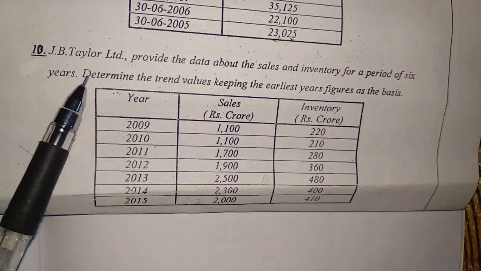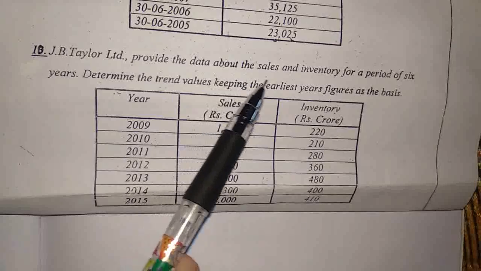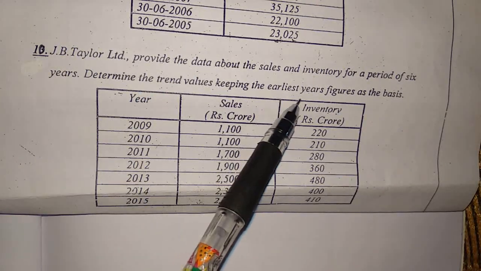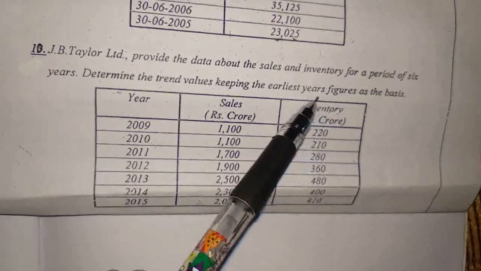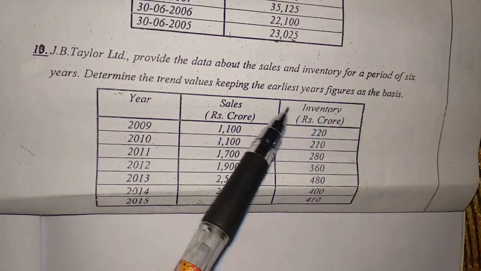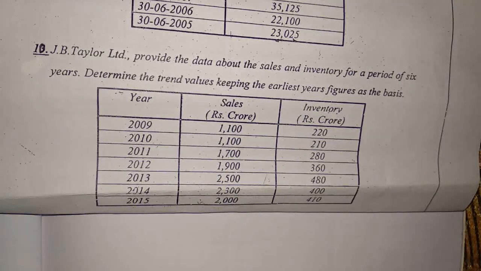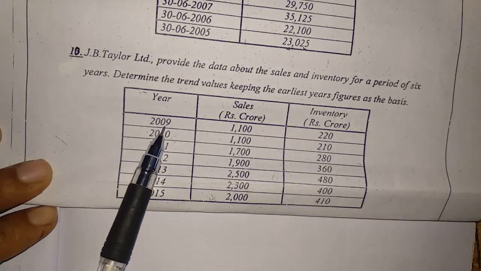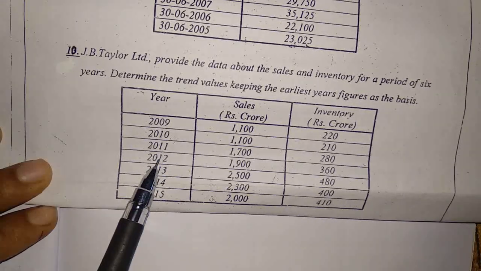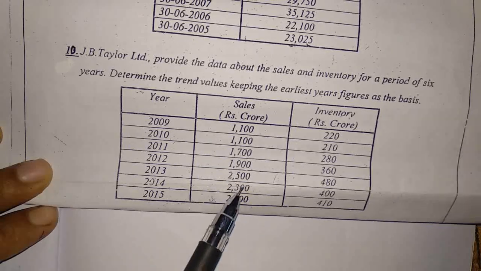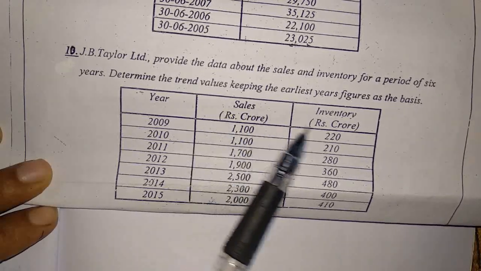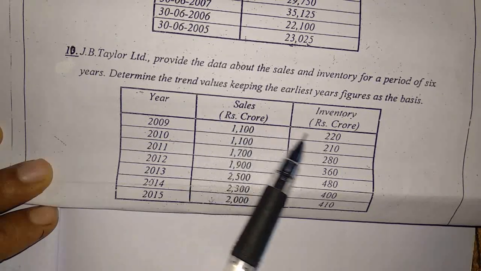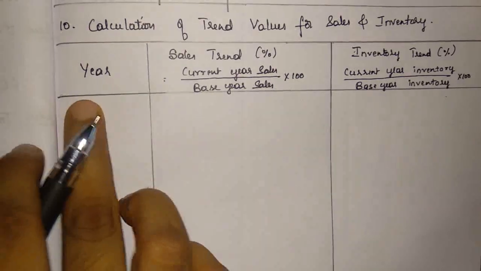10th problem. JB Taylor Limited provides the data about sales and inventory for a period of 6 years. Determine trend values keeping the earliest year's figures as the base. So we have to take the base year, that is the earliest year of the period, that is 2009, as base, and we have to compare the values of every year with that year. Sales and inventory information are given, so we have to calculate the trend values of sales as well as inventory.